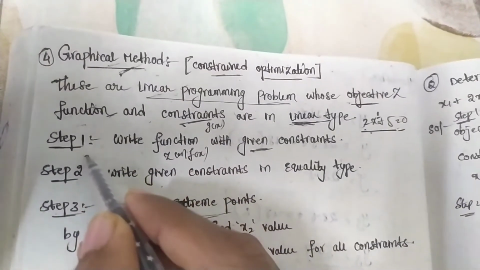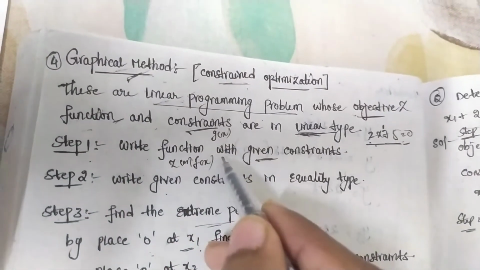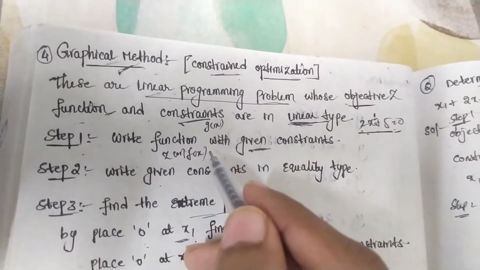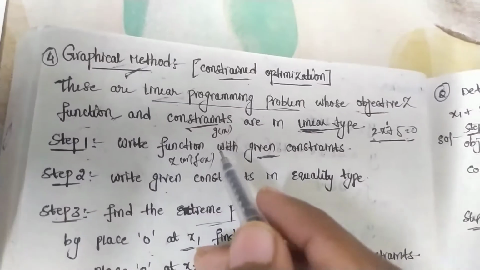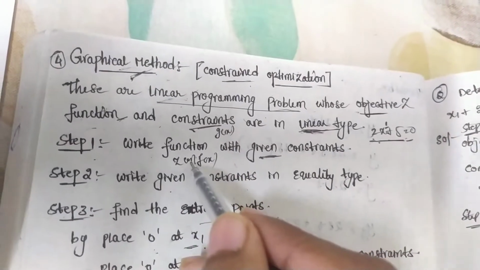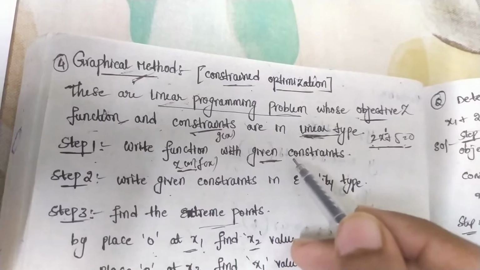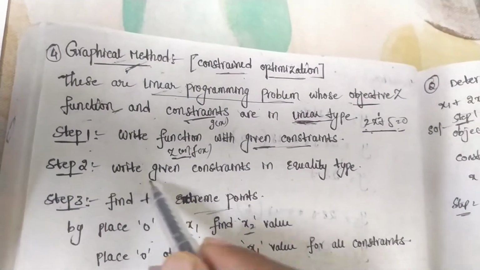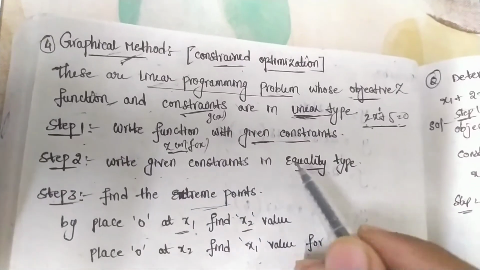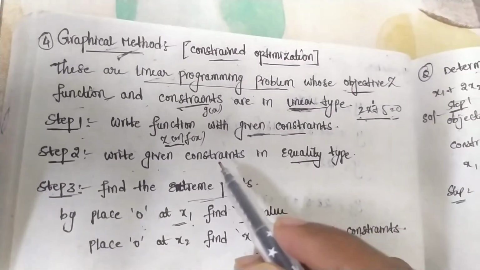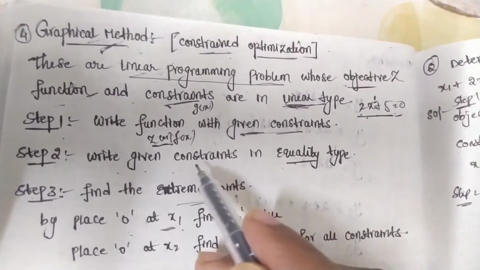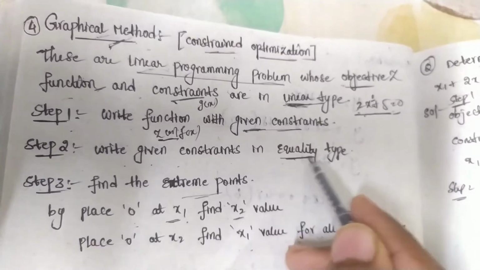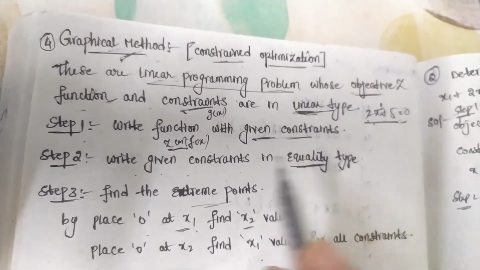In the first step, you have to write the function with the given constraints. In the problem, the function and constraints are given, so we first write that given function z or f of x and the given constraints. In the second step, we have to write the given constraints in equality type. Most of the constraints in the problem are given in inequality type, so we have to convert inequality to equality type.